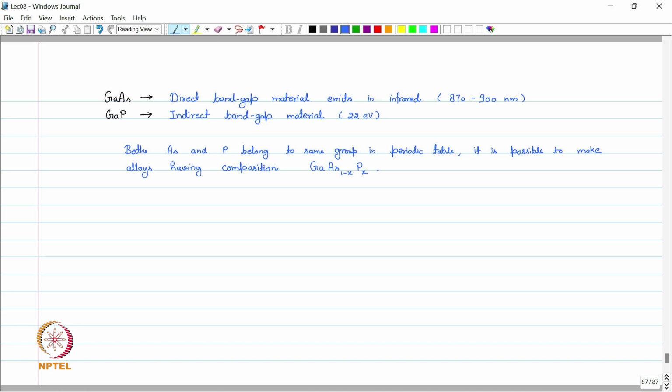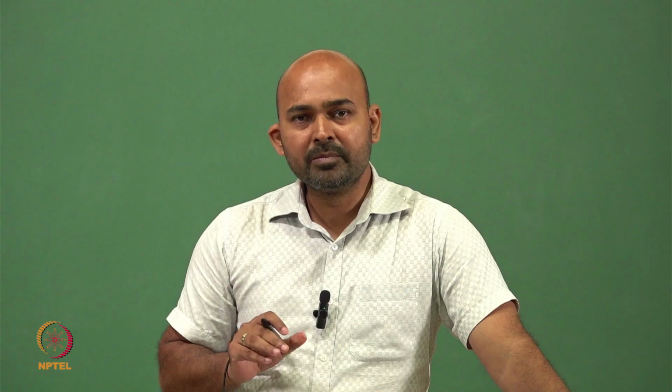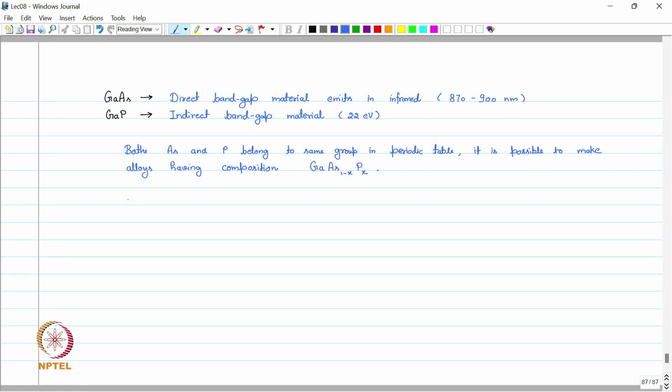Now the lattice constants of gallium arsenide and gallium phosphide are quite comparable or almost equal, so we can mix them effectively. So the lattice constants of gallium arsenide and gallium phosphide are nearly equal.